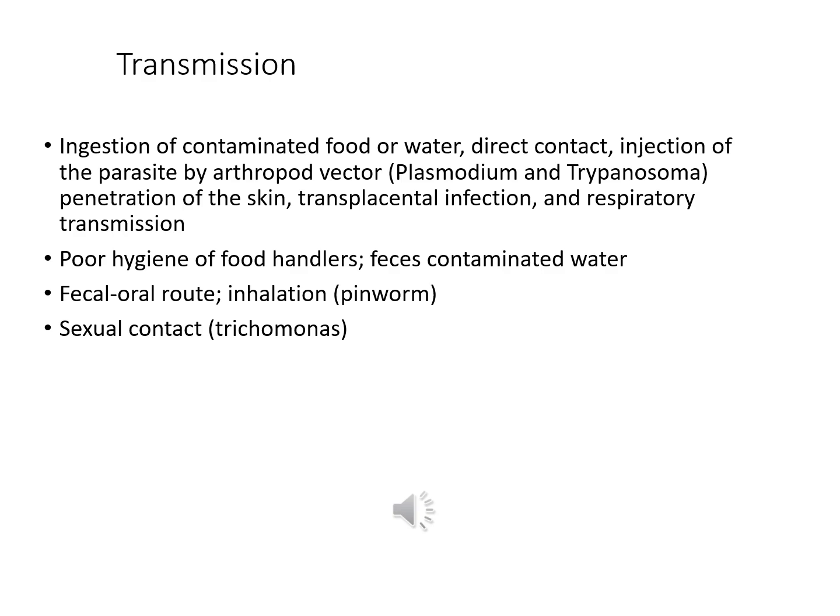So other ways of transmission are ingestion of contaminated food or water, some type of direct contact, injection of the parasite by an arthropod vector such as Plasmodium, which causes malaria. So the mosquito or the insect is the vector that carries those parasites, which will then penetrate the skin. There's also an example of transplacental infection and respiratory infections as well. Other methods include poor hygiene of food handlers and feces contaminated in the water. So that would be like a fecal-oral route or inhalation such as pinworm. And then there is also sexual contact, and that would be related to an organism called Trichomonas.